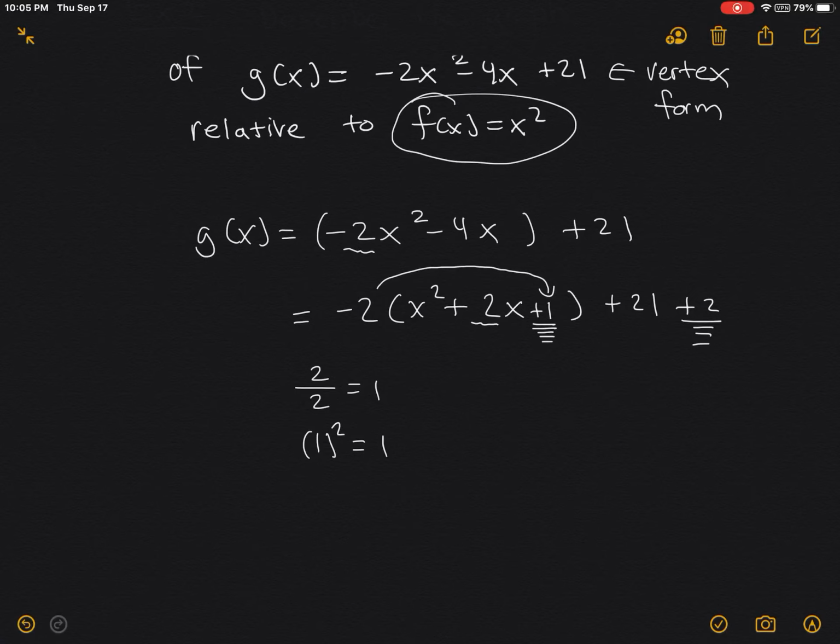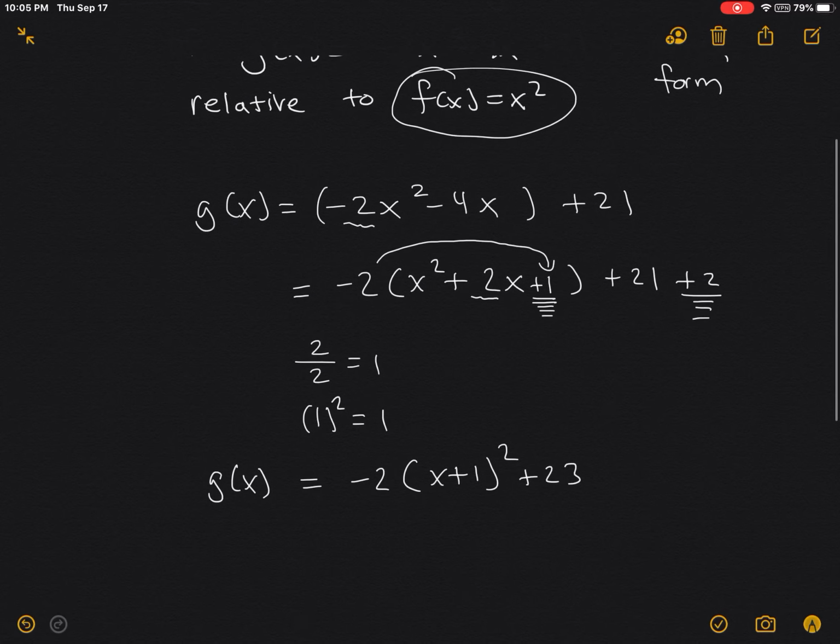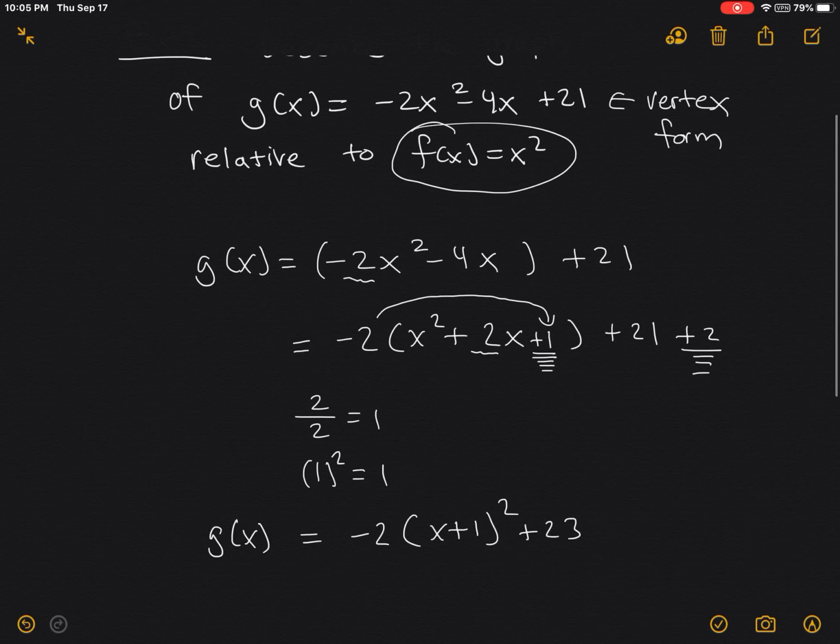Okay, all right, so this is much easier than the notes that I gave you, because that was all in variables. And now you have some numbers. So over here, this factors into a perfect square trinomial, x plus 1 quantity squared plus 23. So notice what I did right here is convert my standard form equation to vertex form by completing the square.